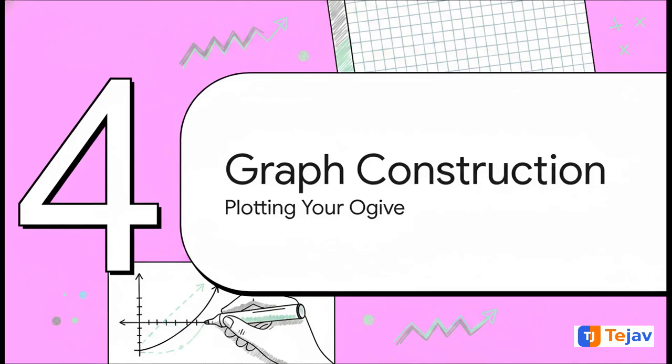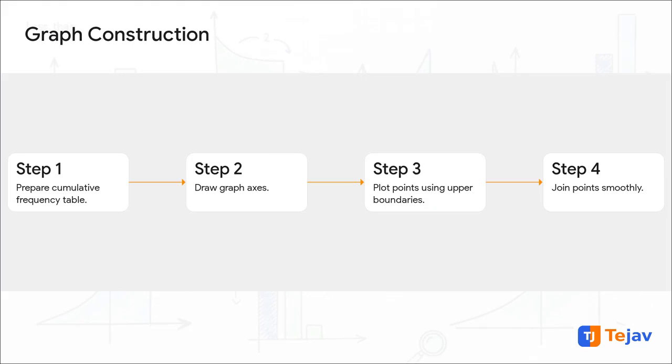Section 4, Step-by-Step Graph Construction. Time to see how you actually plot this thing on your graph paper. Just follow these 4 simple steps and you're golden. First, always prepare your cumulative frequency table. Get that math done beforehand. Second, draw your axes. Third, plot your points using those upper class boundaries we just talked about. And fourth, join those points together. But remember, the x-axis is for your class intervals, the y-axis is your cumulative frequency, and those plotted points absolutely must be connected smoothly, no jagged lines.